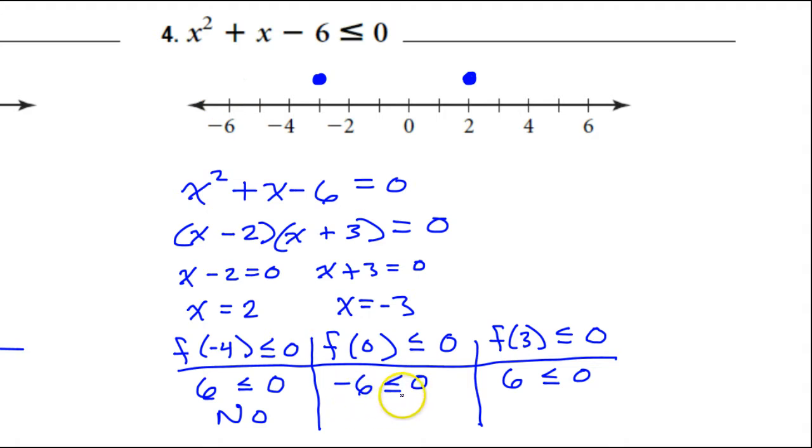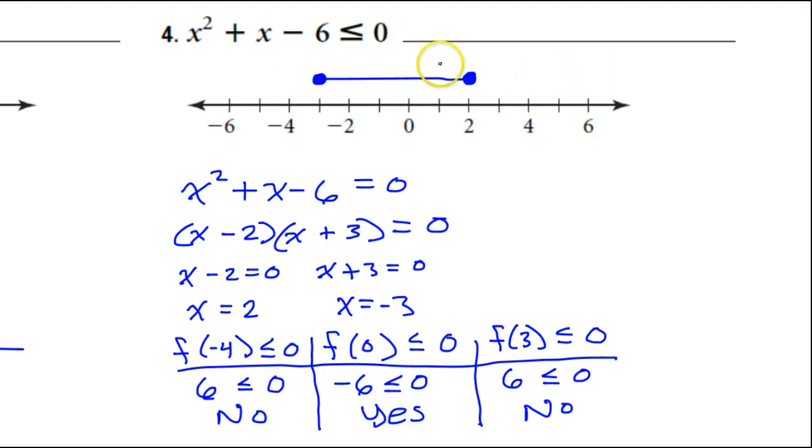Is negative 6 less than or equal to 0? Yes, it is less than 0. That means 0 is a solution, which means that every point in this interval will be a solution. And we will show that by drawing a segment here. And we already said that 6 is not less than or equal to 0. So that means 3 is not a solution either, which means that none of the values in this interval will be solutions. So we will leave this space blank.